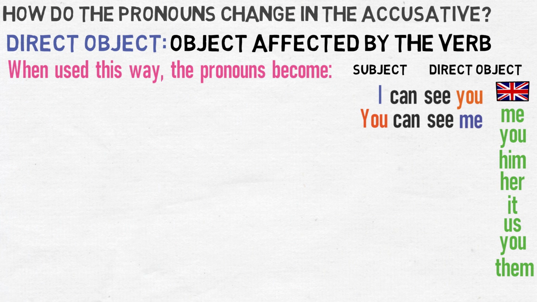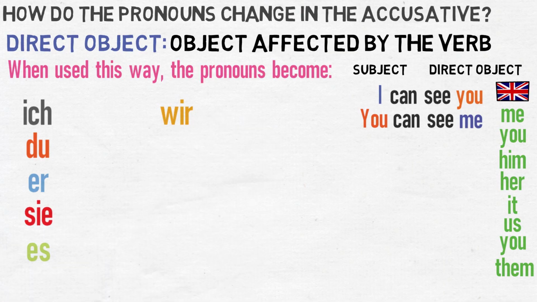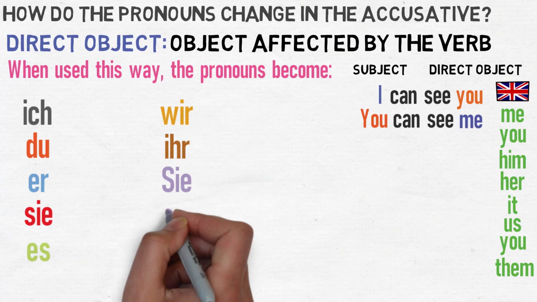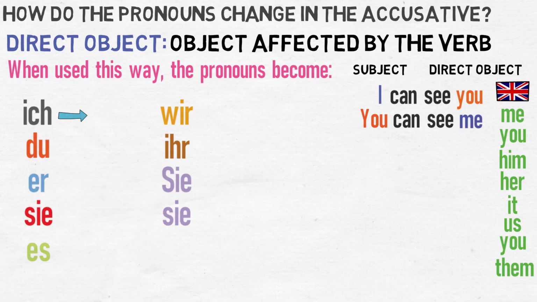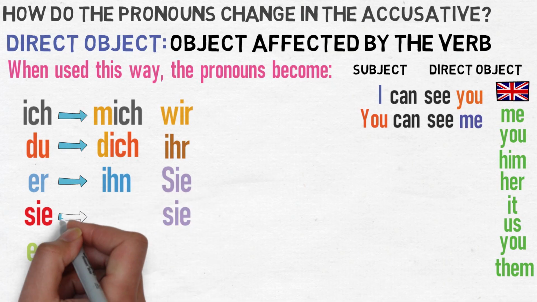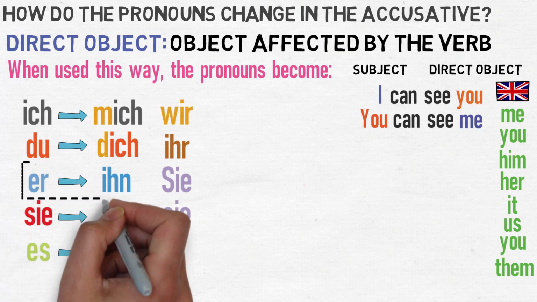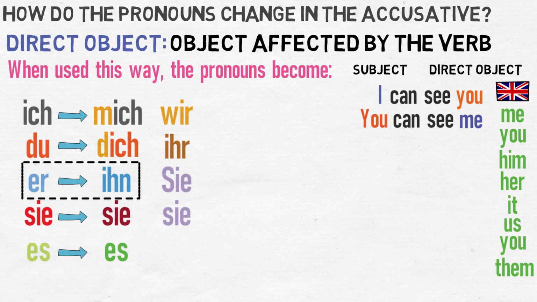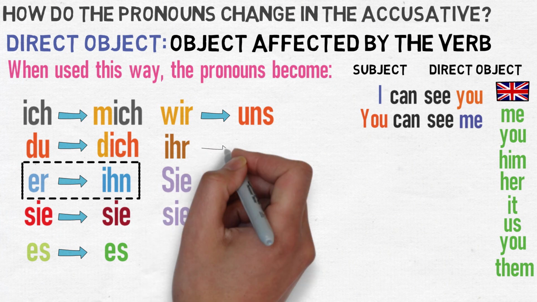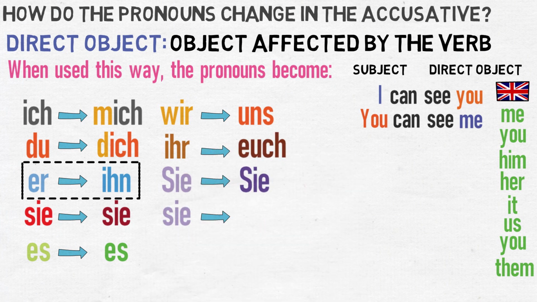And in German, the nominative pronouns that we've already learned, ich, du, er, sie, es, wir, ihr, sie, and sie, would change. Ich becomes mich, du becomes dich, er becomes ihn, sie stays as sie, and es stays as es, because only the masculine is affected by the accusative case, as we discussed earlier. Wir becomes uns, ihr becomes euch, sie stays as sie, and sie stays as sie.